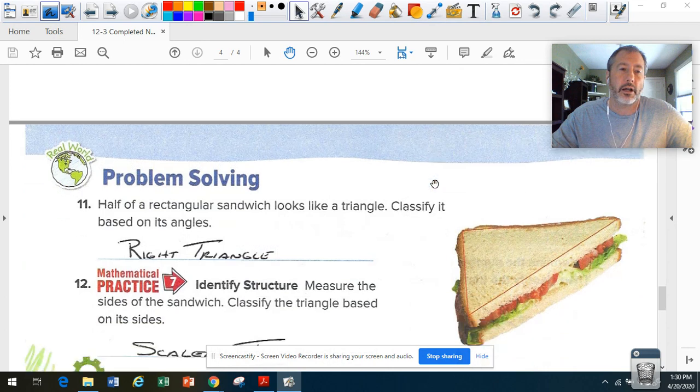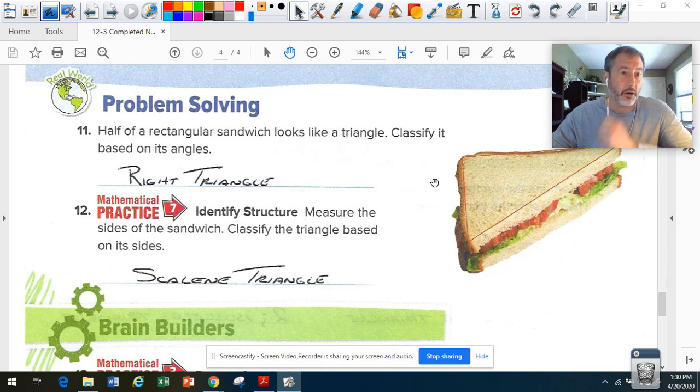Let's see what we got here. It says here, half of a rectangular sandwich looks like a triangle. Classify it based on the angles. Well, think about this. We know that a rectangle has how many right angles in it? 4. Very good. So that means this angle here is a right angle. Since this is a right angle, this makes this sandwich here a right triangle.